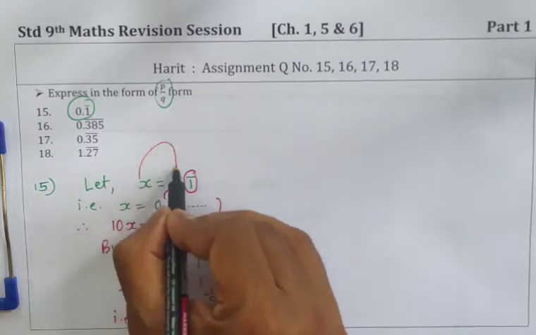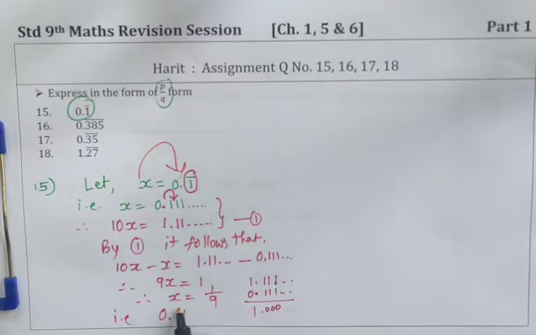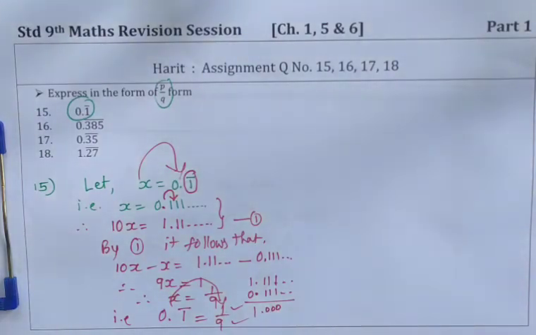What have we called x? 0.1 is equal to 1 upon 9. So you have expressed 0.1 in the form P upon Q. Is that clear to you? Alright. In the same manner you can solve the other one.